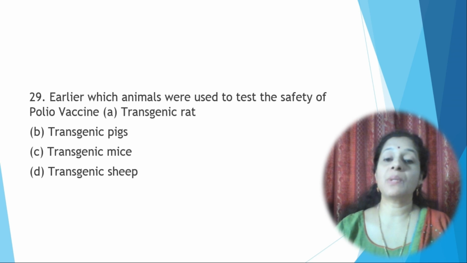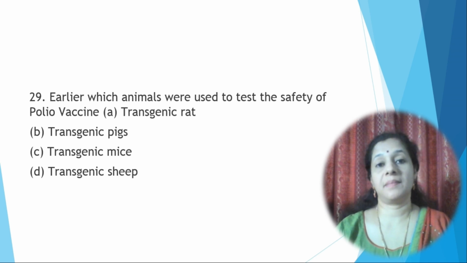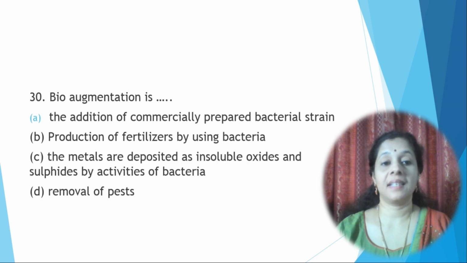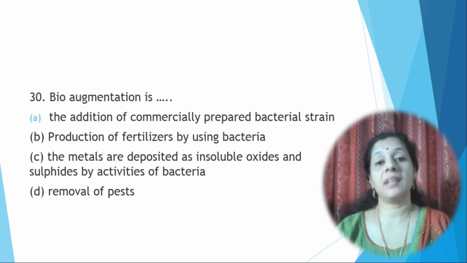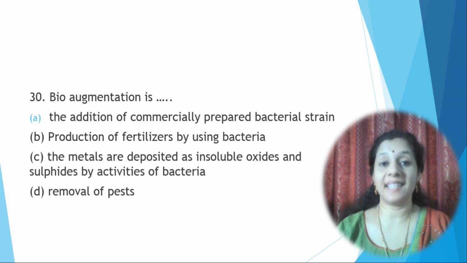Earlier, which animals were used to test the safety of polio vaccine? Transgenic mice were used. Option C. Bioaugmentation is a process where addition of commercially prepared bacterial strain is done. So option A is correct.